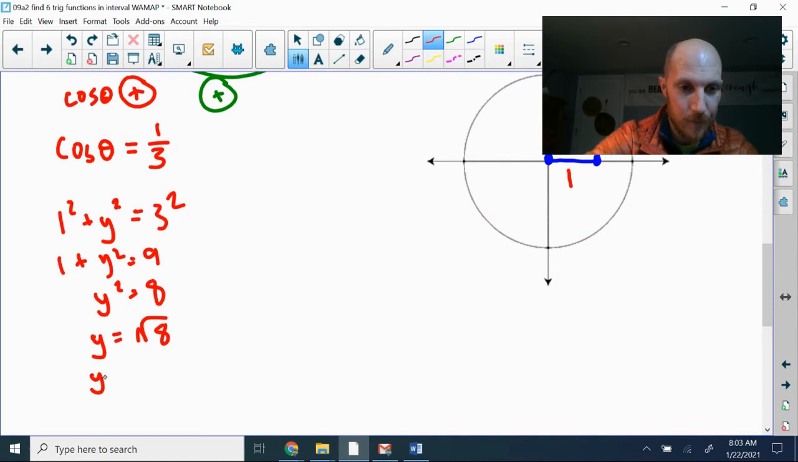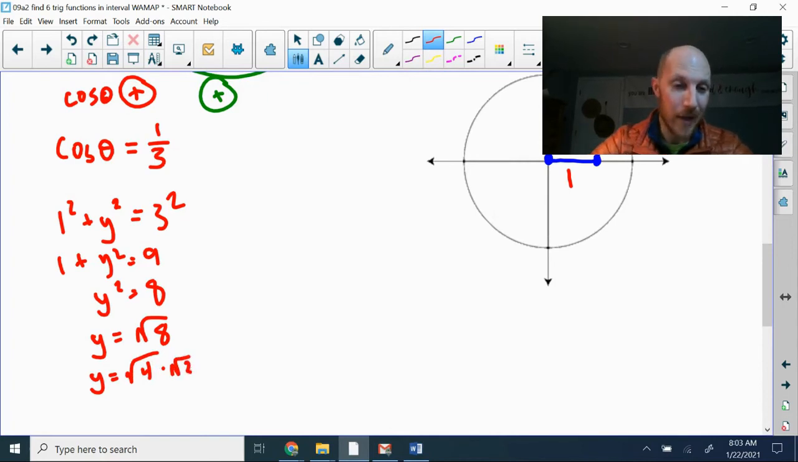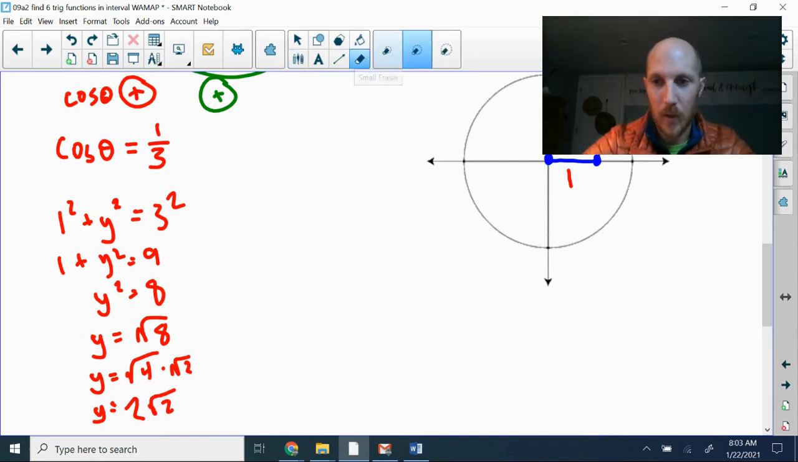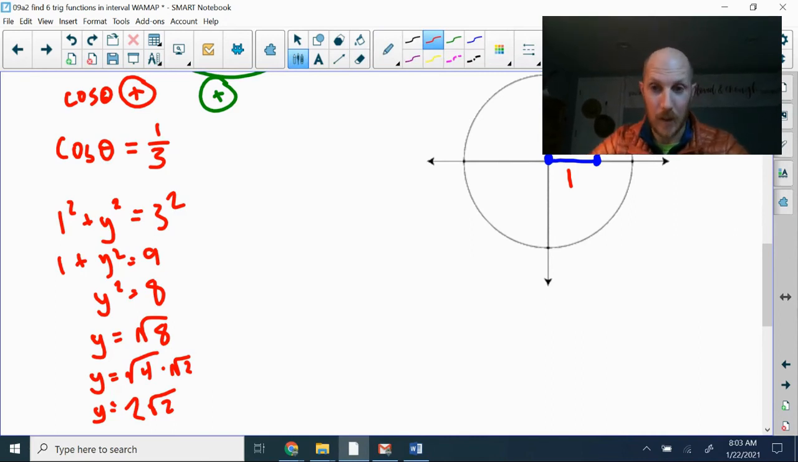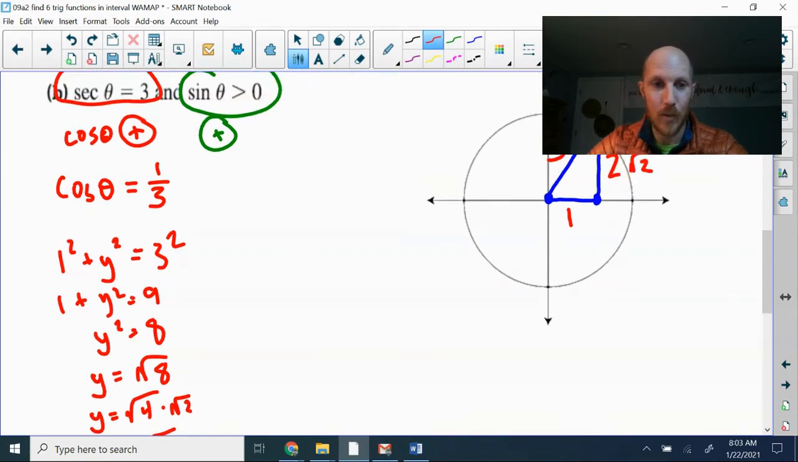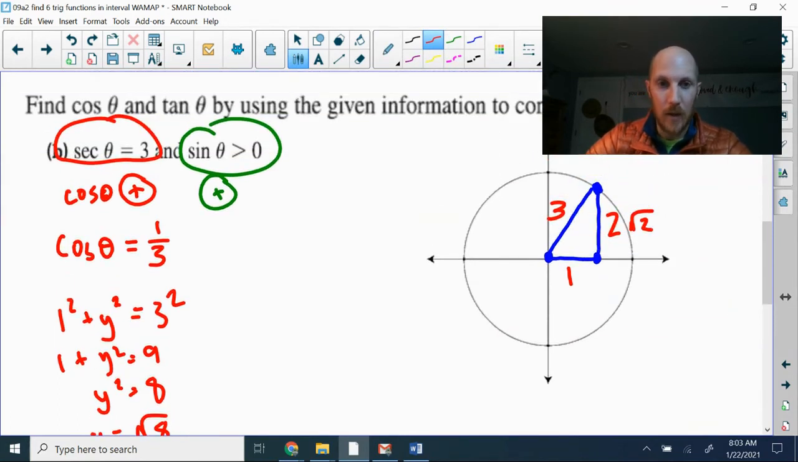So I can say the square root of 8 is the same as the square root of 4 times the square root of 2. And again, I'm choosing to use 4 because it's a perfect square number. Y equals 2 radical 2. So there's my y value. I'm going to erase the y out of my reference triangle and change this to 2 radical 2. Now I've got all three sides of my reference triangle labeled. So now I can use that information to construct the trig ratios I was asked for.